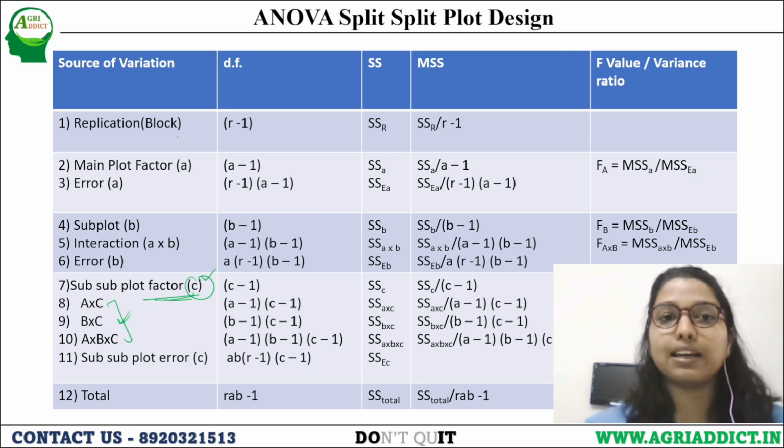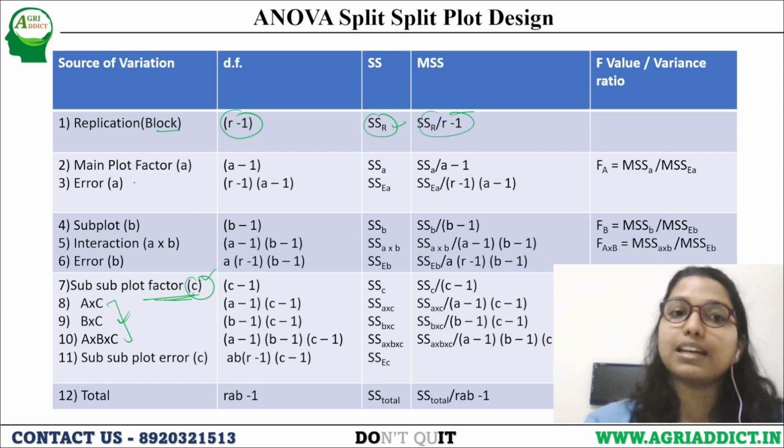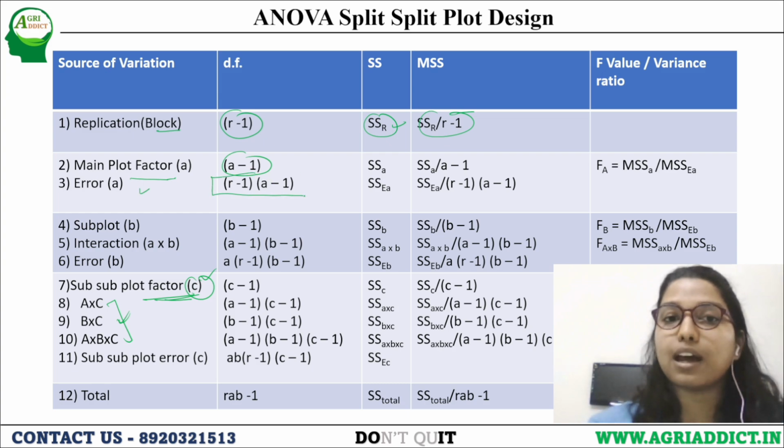So first, it is similar, this replication, R minus 1. This is how the sum of square and mean sum of square will be calculated. Then main plot factor A, it will be A minus 1. Error of A will be R minus 1. This you have to remember, R minus 1, A minus 1. Then the subplot factor is B. For that, the error degree of freedom will be B minus 1.